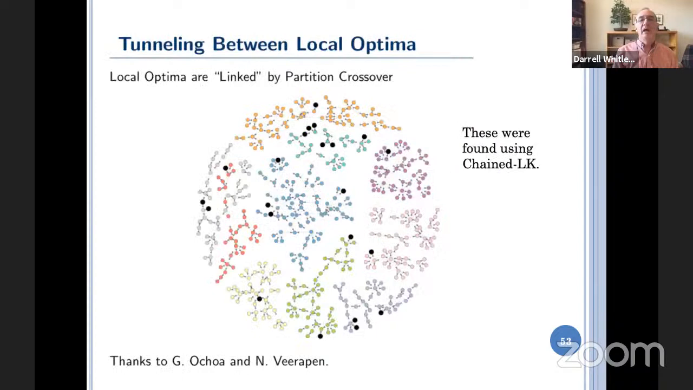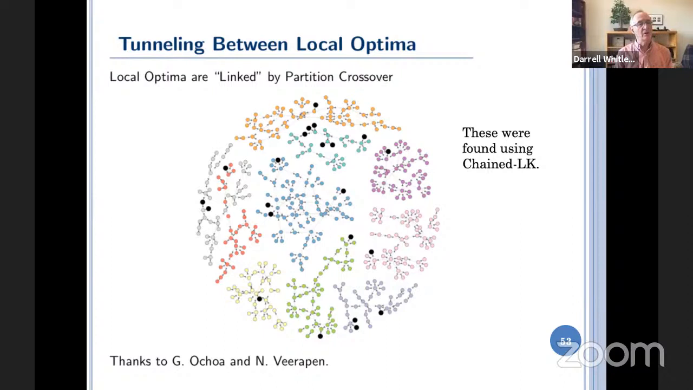There was some very nice work, I think about 4 or 5 years ago now, done by Gabriela Ochoa and Nadarajen Veerapen, where they generated a large number of solutions to a traveling salesman problem using chained LK. And then they asked the question, how often does recombination create tunnels between these locally optimal solutions? I should be a little bit careful here when I say a locally optimal solution. In SAT, you have the problem that you're on a plateau, and so a local optimum isn't precisely defined. So I'm just going to call any point on a plateau a local optimum.